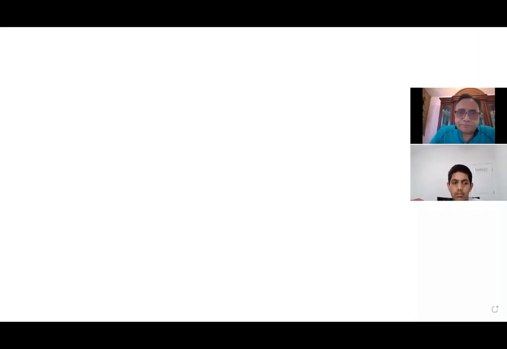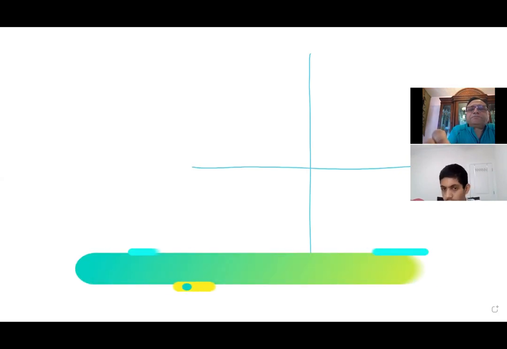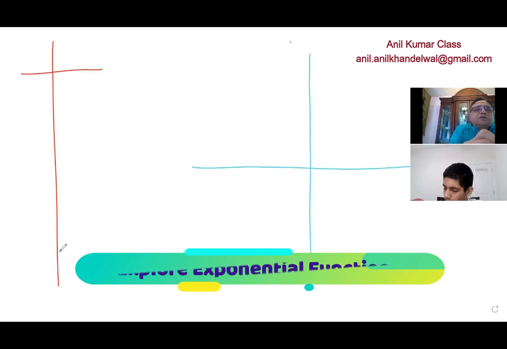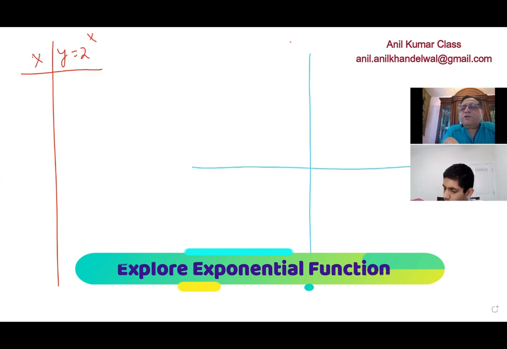Let me share with you a whiteboard. Can you see the screen? Yeah. Good. So, now we'll take the basic exponential function, which is 2 to the power of x, and we'll also graph it. Let's say y is 2 to the power of x. So we'll put some values of x and try to graph it. Can you tell me what are the key values which I should consider?